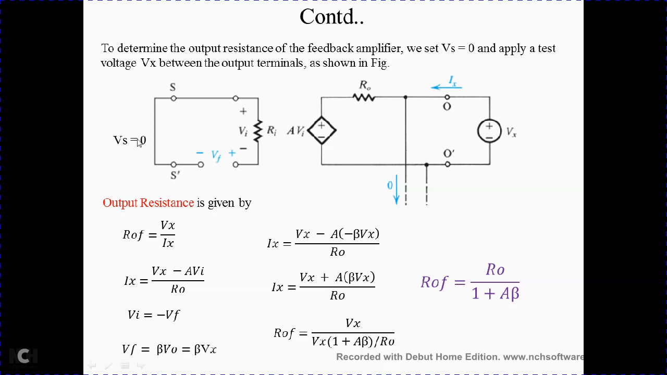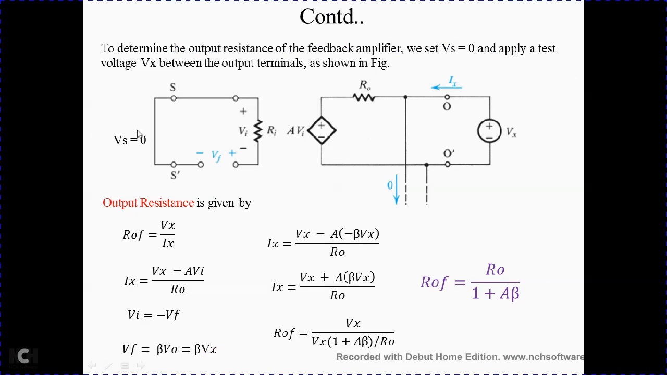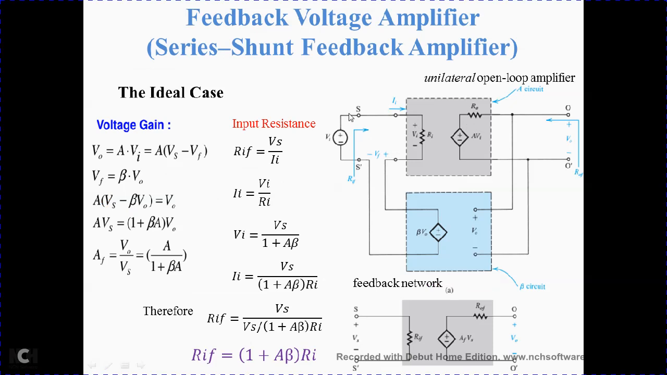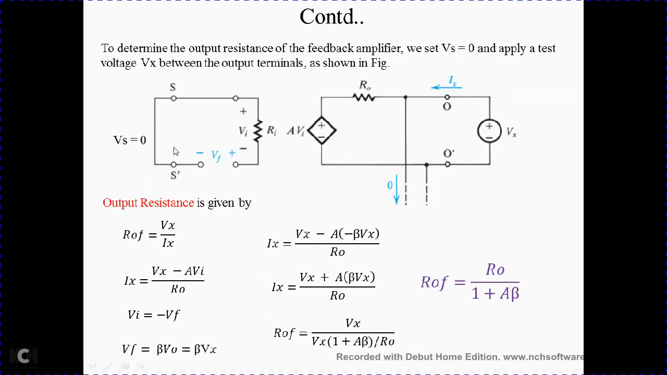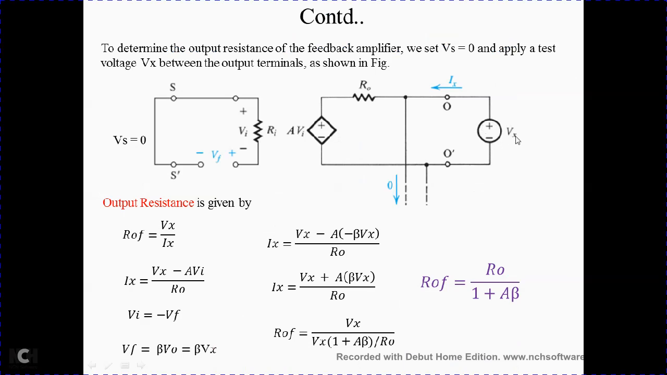So in this part of the network, I am making the input signal Vs as 0, that is, short circuited. And Vx, a new voltage source, is brought into the picture here. So Vx, and the rest of the things remain the same, no change.